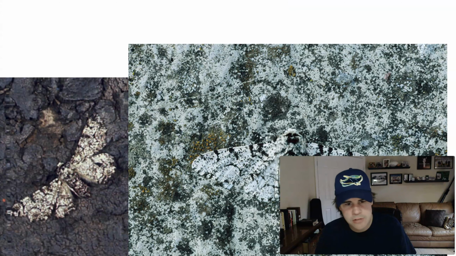A great example of natural selection is the peppered moth story. Basically, in England, before the Industrial Revolution, the majority of the peppered moths were white, blending in with the lichens on the trees. But then the Industrial Revolution happened, and pollution was poured into the environment from these factories.